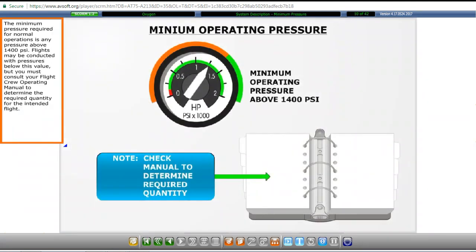The minimum pressure required for normal operations is any pressure above 1,400 psi. Flights may be conducted with pressures below this value, but you must consult your flight crew operating manual to determine the required quantity for the intended flight.